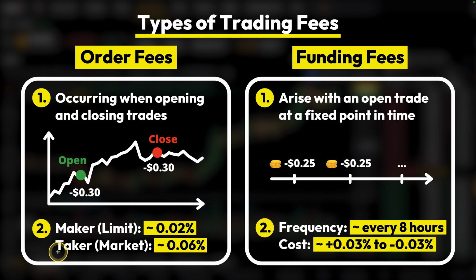And the second option is the so-called taker fee. You're basically taking a limit order from somebody else and executing a market order. Then your fee is typically a bit higher. On average, it's around about 0.06%.